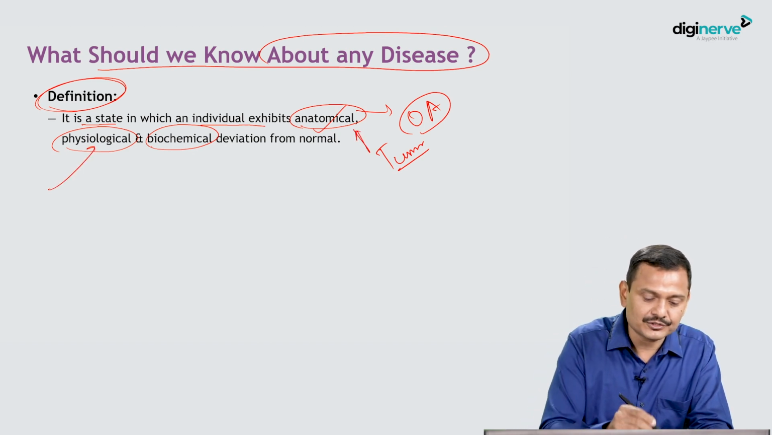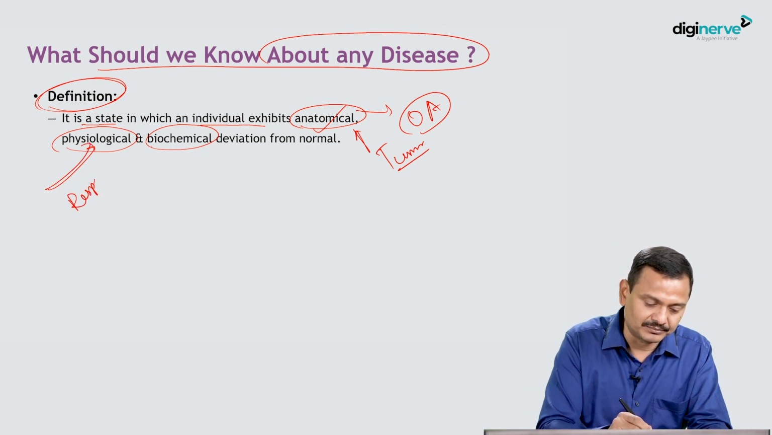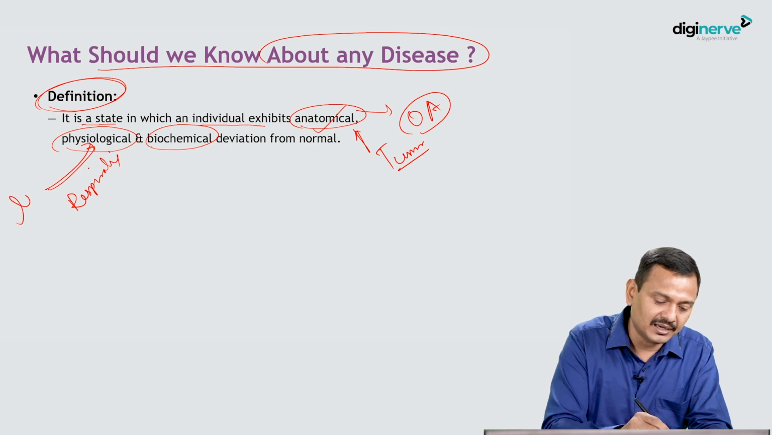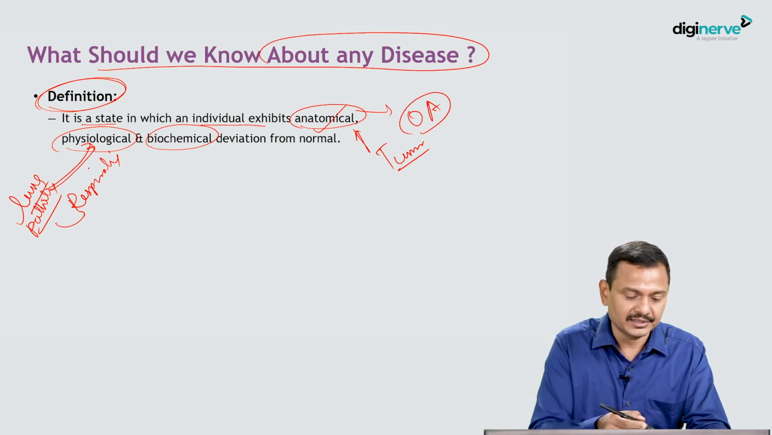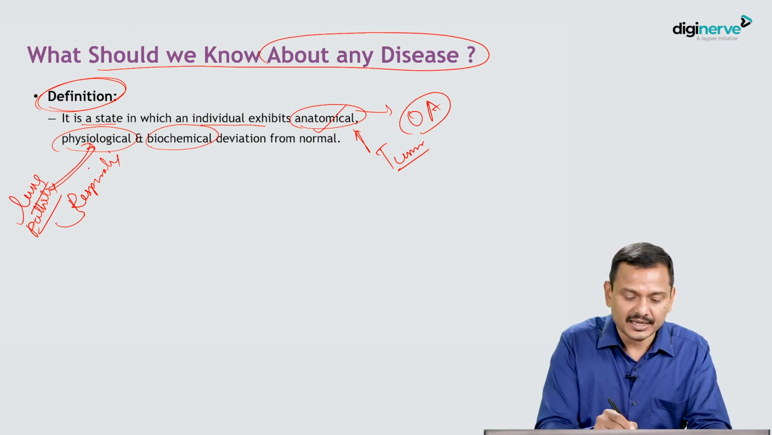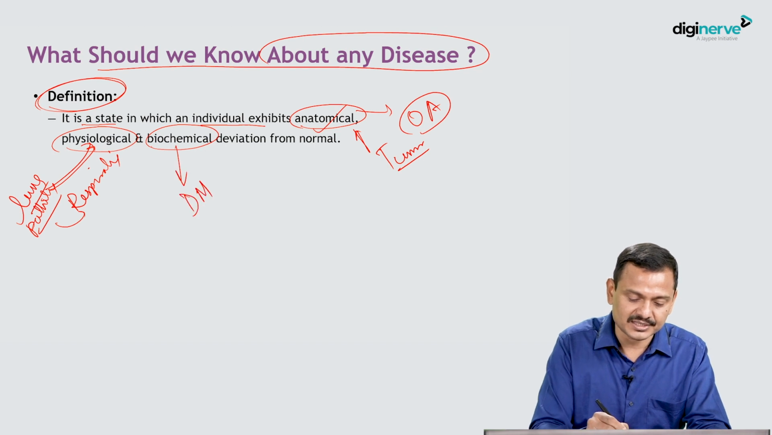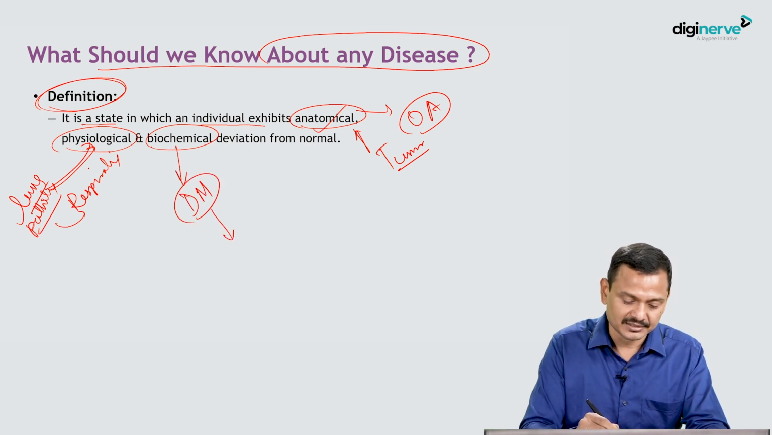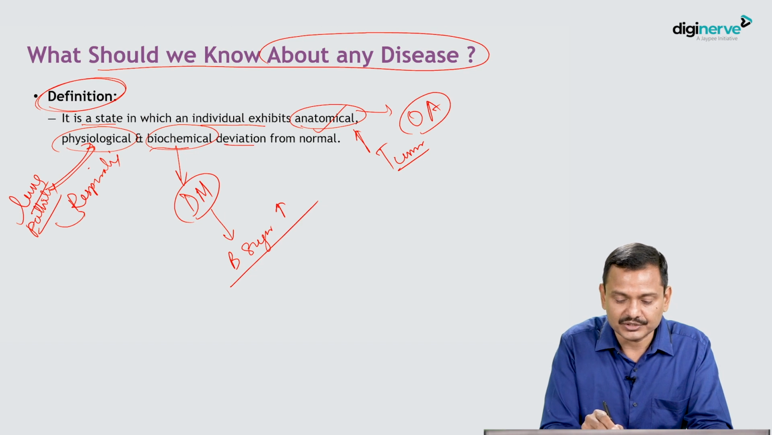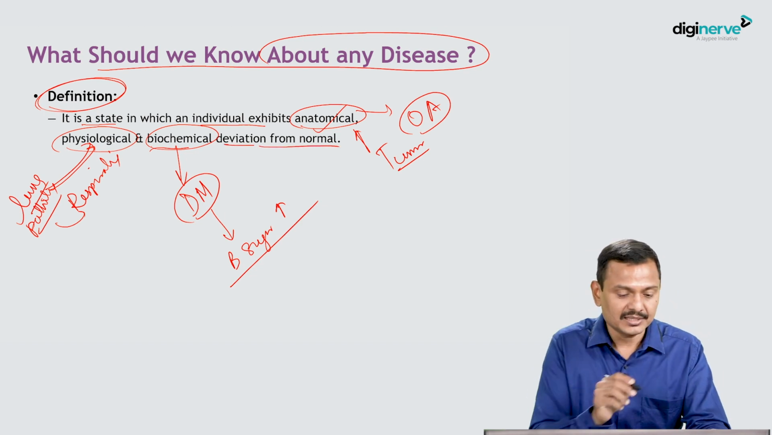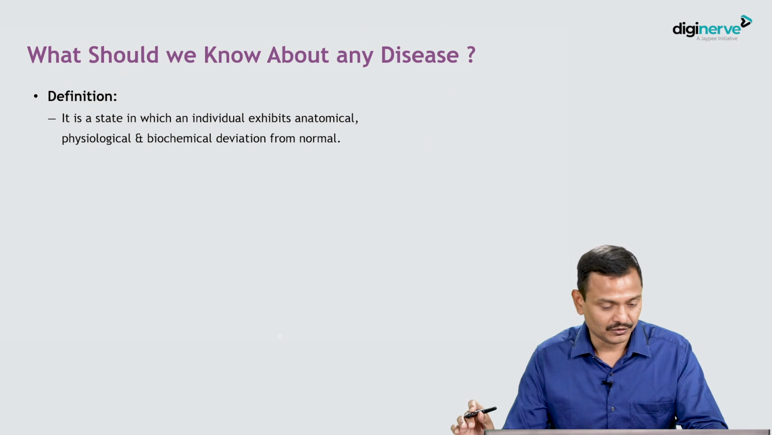Now what is a physiological problem? Like a respiratory problem. Somebody has a lung pathology, because of which the person is not able to respire in a normal way, that is called physiological. And biochemical: suppose for instance a patient has diabetes mellitus, the blood sugar is elevated, that is called a biochemical deviation from normal. So that is the definition of the disease.